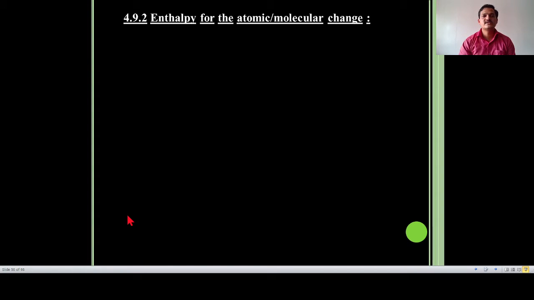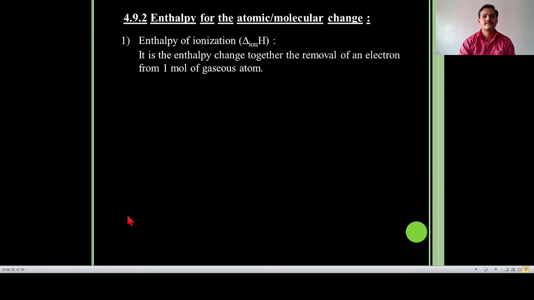Now, next concept is enthalpy for atomic and molecular changes. Number first, enthalpy of ionization. It is the enthalpy change for the removal of an electron from 1 mole of gaseous atom. Let us see the example.